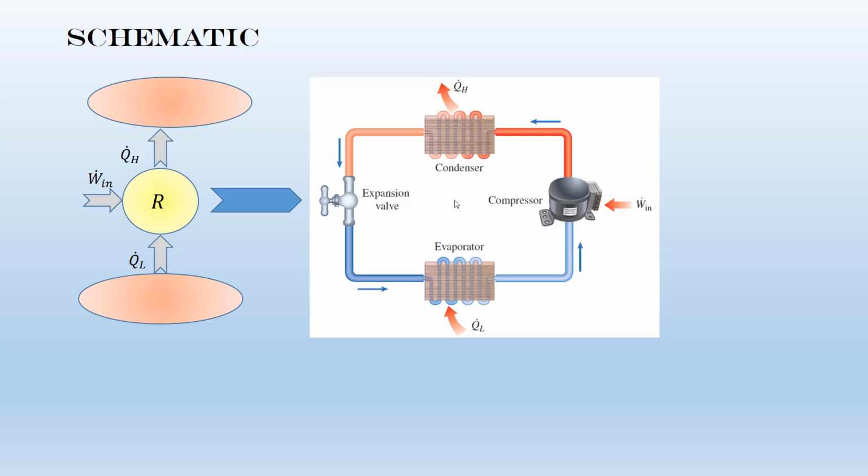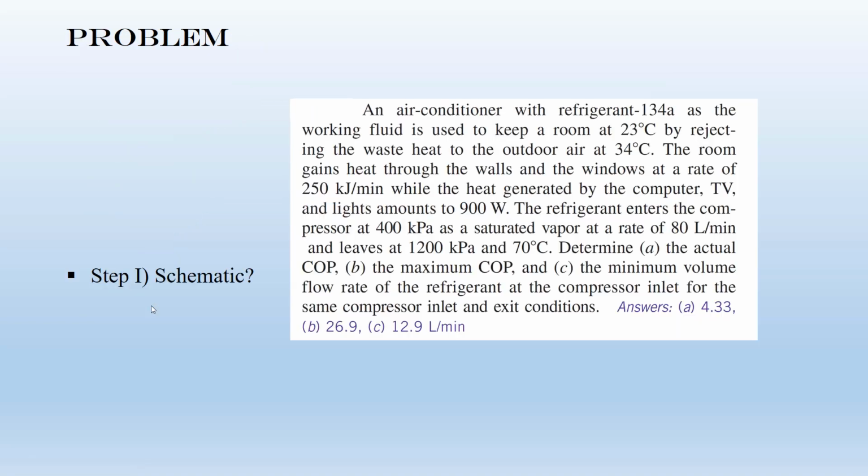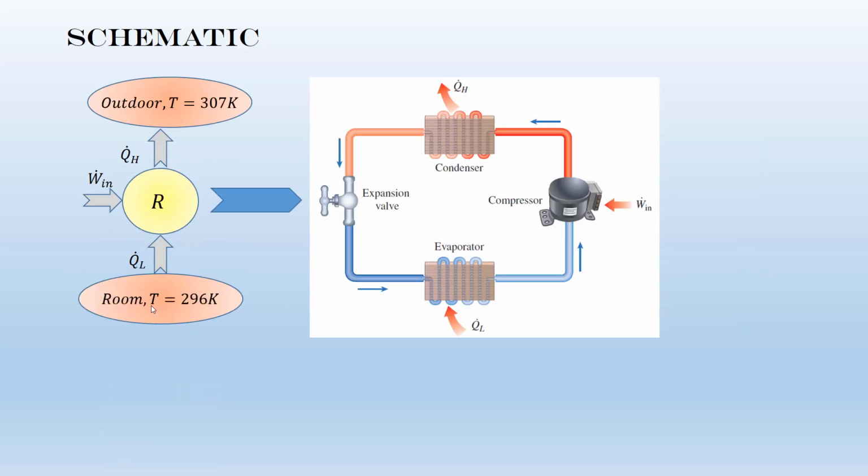Okay, so look guys, we have both temperatures for the reservoirs. We know that the room temperature is 23, and the outdoor temperature is 34. Keep in mind that you must convert these temperatures to absolute temperature, because if you want to calculate the COP for the Carnot cycle or reversible refrigerator, you need to use the absolute temperatures. This is the first one.